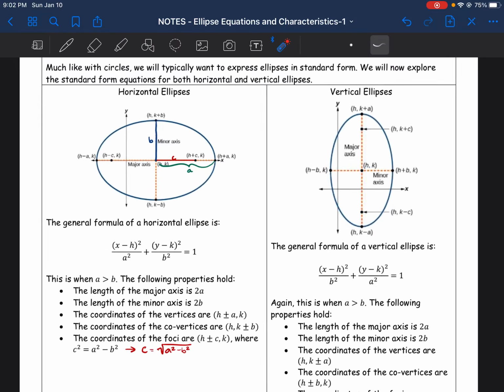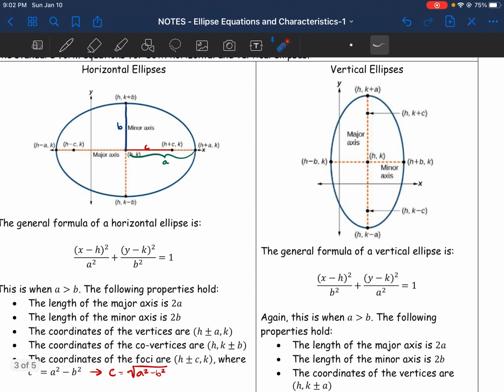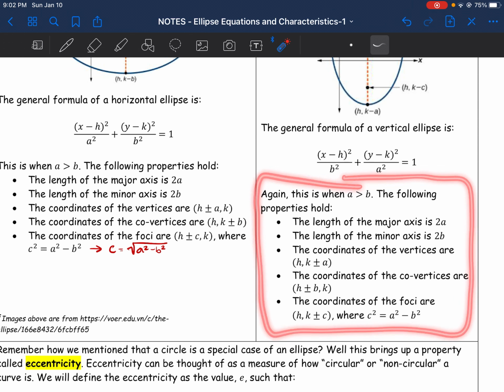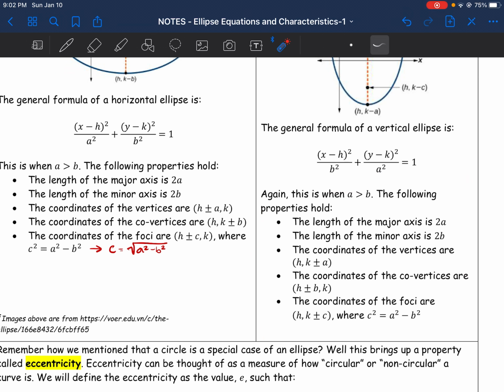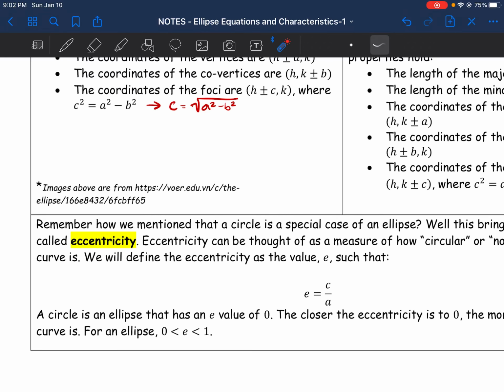Now, for a vertical ellipse, it's basically the same exact deal, except now the major axis is vertical and the minor axis is horizontal. All this information tells us basically how to calculate the main parts. We can find the length of the major axis, length of the minor axis, the coordinates of the vertices, coordinates of the co-vertices, and the coordinates of the foci. And here in the notes, I just list out how we can calculate each one of those. Okay? So let's move on to something called eccentricity.